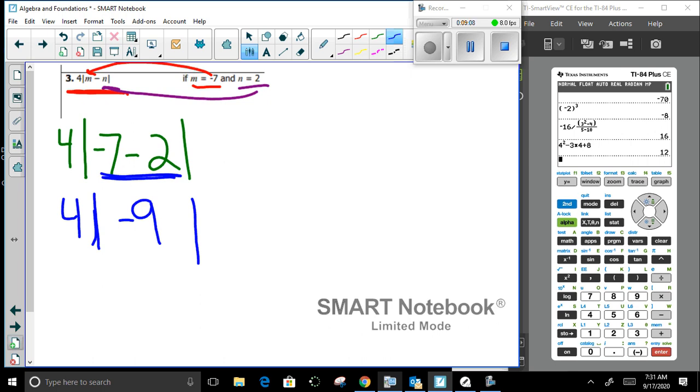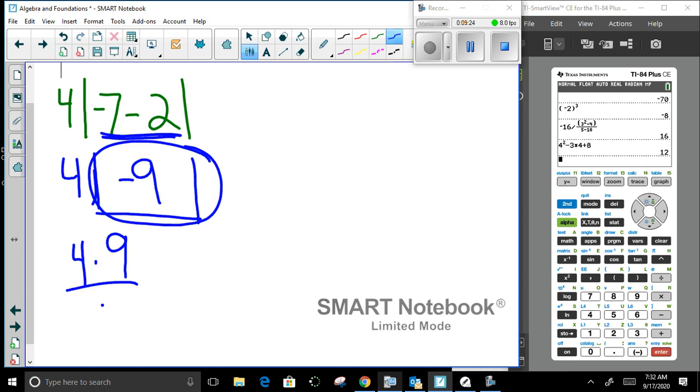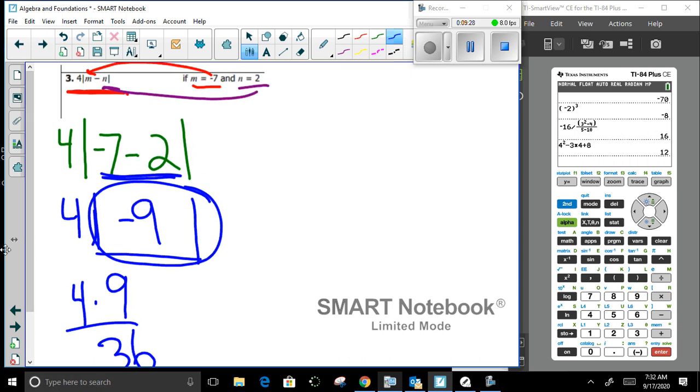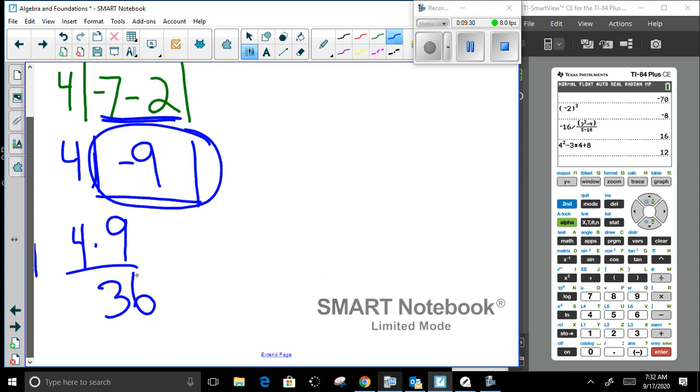Now I can take the absolute value of negative 9, so leave your 4, times what is the absolute value of negative 9? How far away is negative 9 from 0 on a number line? And it is 9 units. And now I'm just left with 4 times 9, which is 36. And 36 is my answer, this expression simplified.